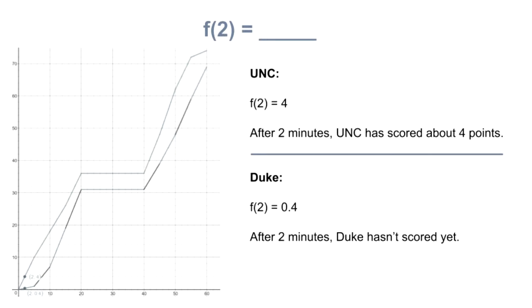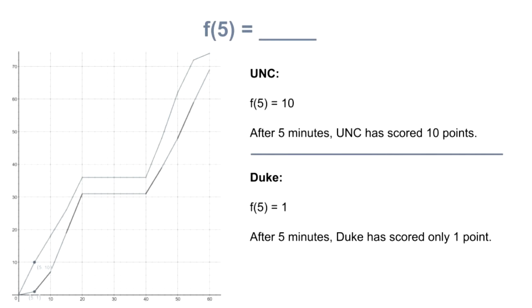For UNC, when x is equal to 2, y is equal to 4. This means that after 2 minutes of playing, UNC has scored about 4 points. For Duke, when x is equal to 2, y is equal to 0.4. This means that after 2 minutes, Duke has not scored yet.